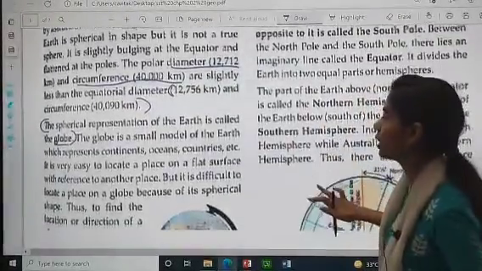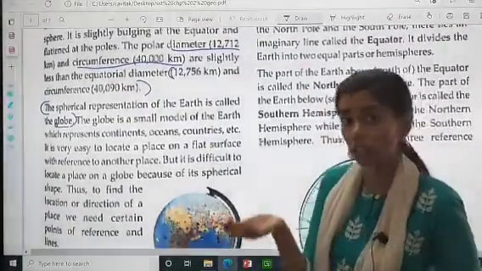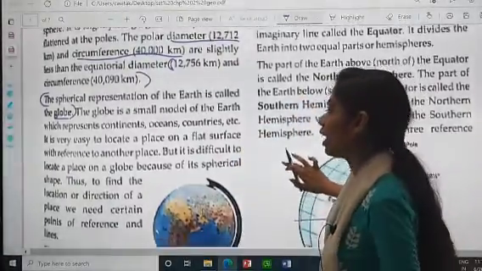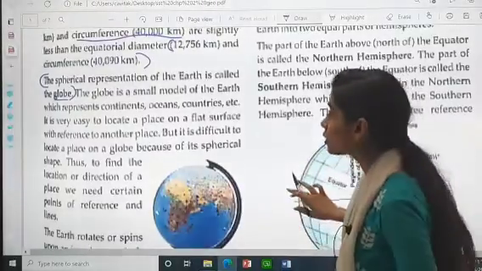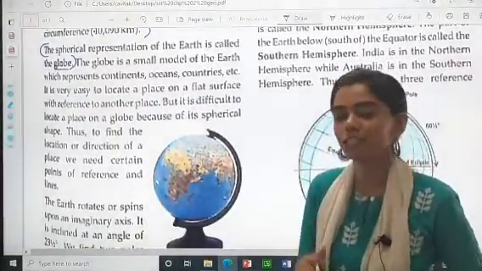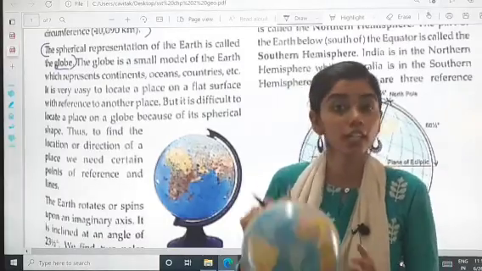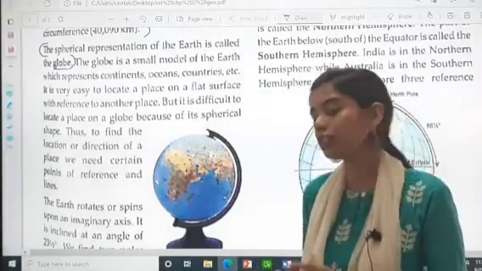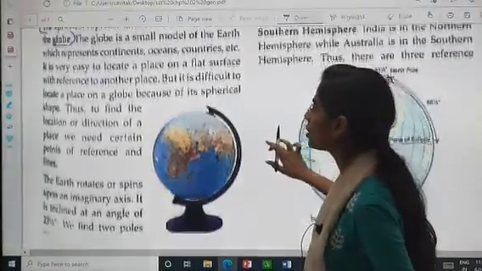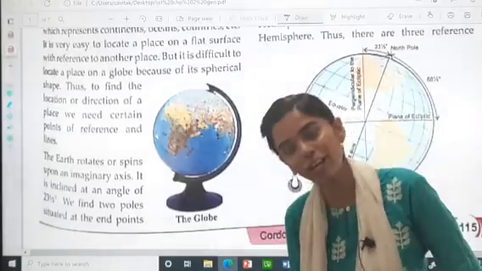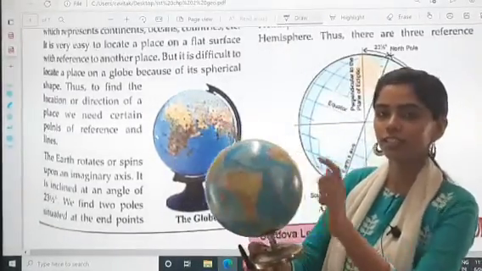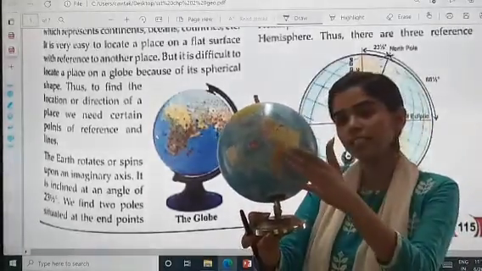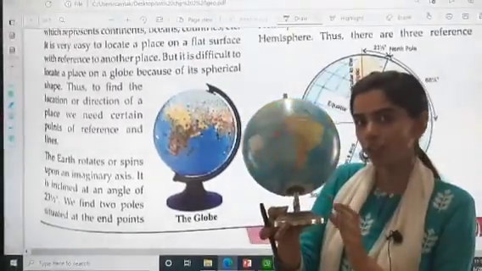Now, what is it? See, it is very easy to locate a place on flat surface but difficult on this kind of surface. Thus, to find the location or direction of a place, we need certain point of reference. Naturally, अब globe पे देखना बहुत difficult है, so हमें कुछ point of reference चाहिए होता है. So the earth rotates or spins upon an imaginary axis. So this is how the earth rotates. So it is an imaginary axis और वो उसी पे rotate होता है.